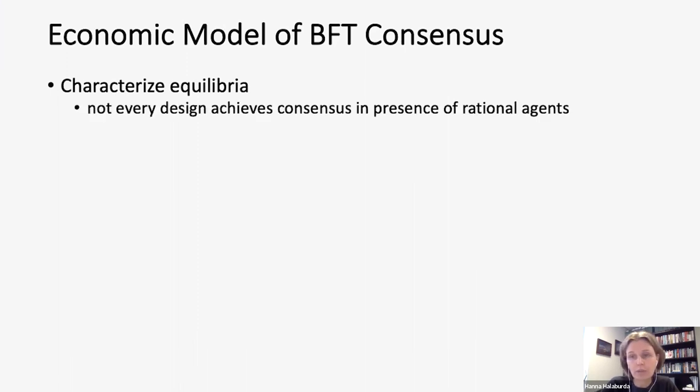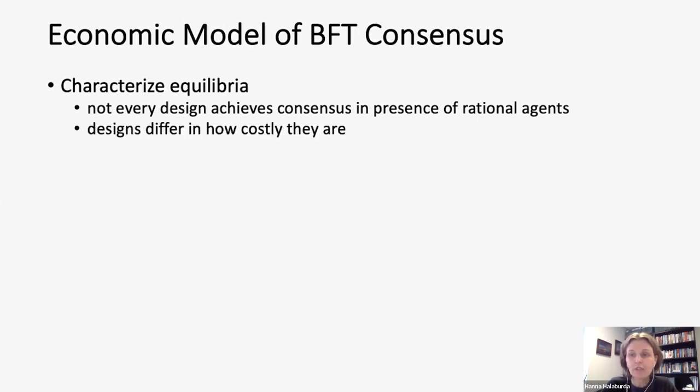What we do in our model is we characterize all equilibria. And what we find is that not every design that would achieve consensus under a traditional distributed database is going to achieve consensus in the presence of rational agents that are individually profit maximizing, payoff maximizing, when deciding whether to follow the protocol.